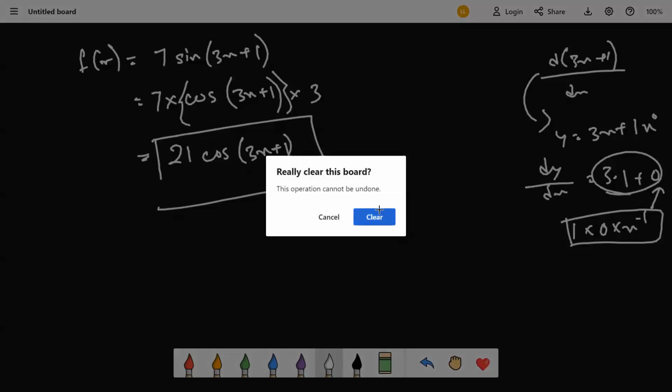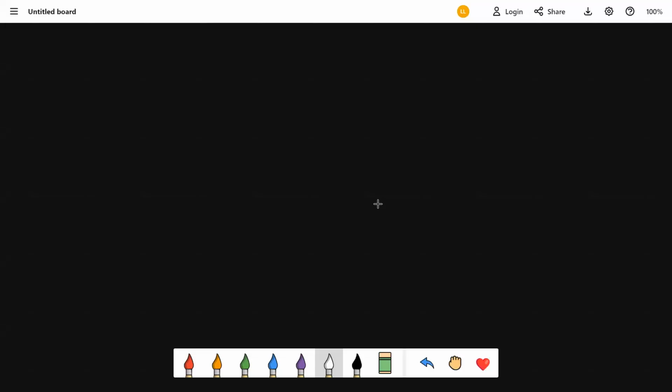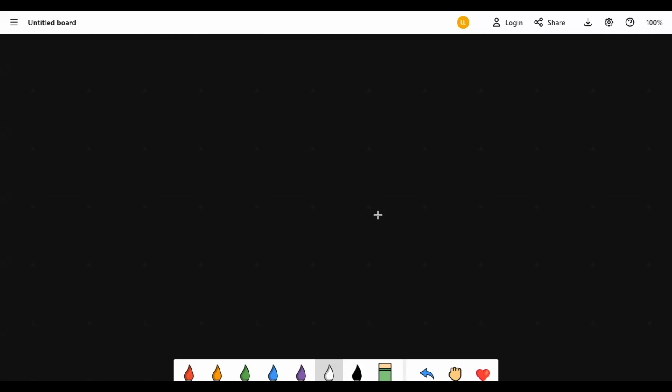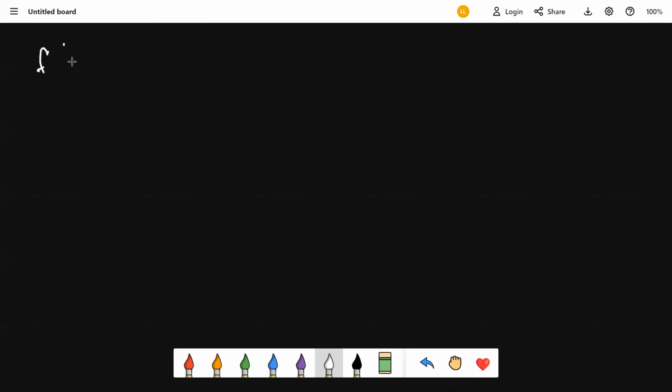Now, moving on to our question number 9, that is 7 sine 3x plus 1. This is also pretty easy. 7 sine 3x plus 1. Now this 1 is added to the whole function, not just the innermost part. This 1 is added to the outer portion, so we have to deal with it separately.